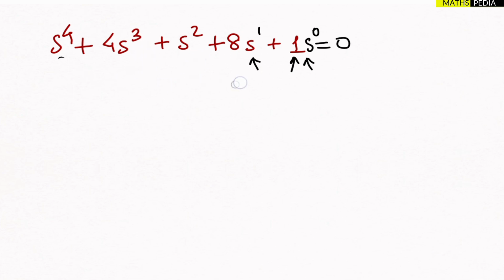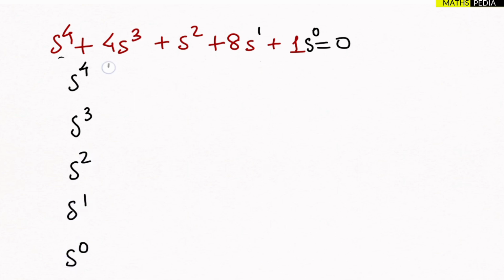So after understanding that all the terms are there, no terms are missing, and it is properly arranged in descending order, now we can go for forming the Routh's table. How to form that? Simple. Write the s power terms in descending order: s power 4, s power 3, s power 2, s power 1, s power 0. Then if you want you can draw one line. Now we have to write the coefficients.